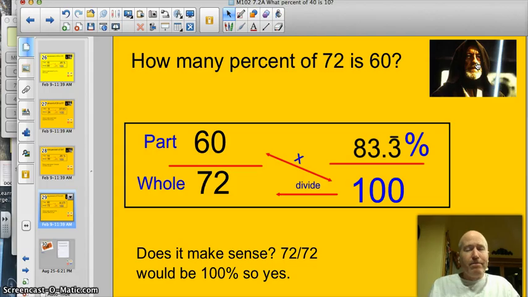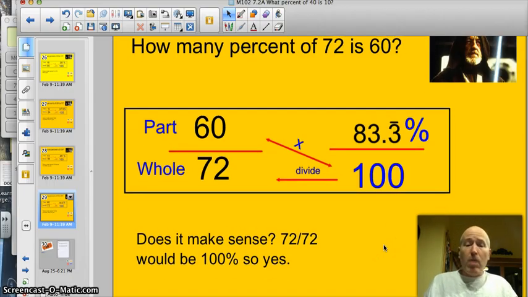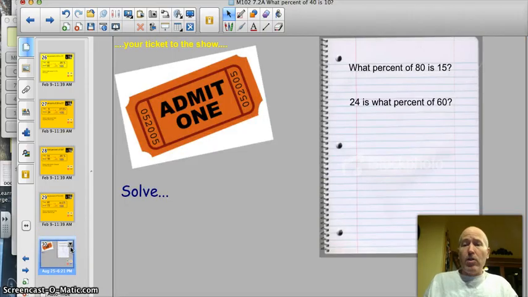Luke, use the box. Are you sick of that yet? Tomorrow you're going to be saying in class, Luke, use the box. And you're going to be able to answer these questions on the quiz. All right, here are your 2 questions for the ticket. Go ahead and write those down. What percent of 80 is 15? 24 is what percent of 60?